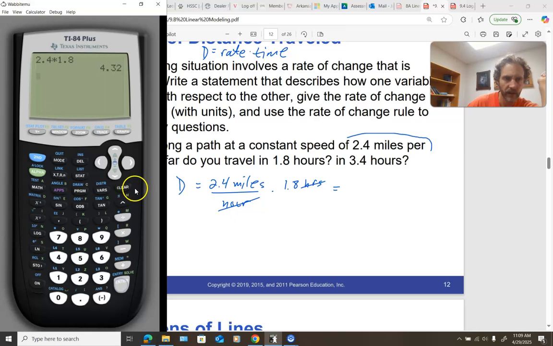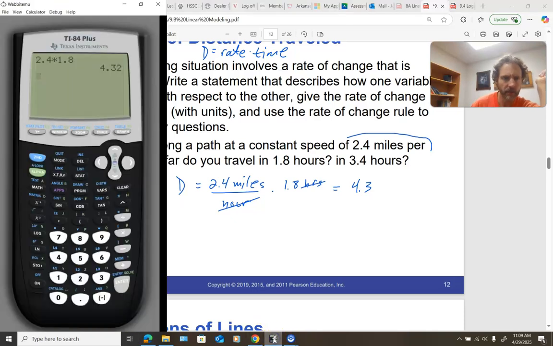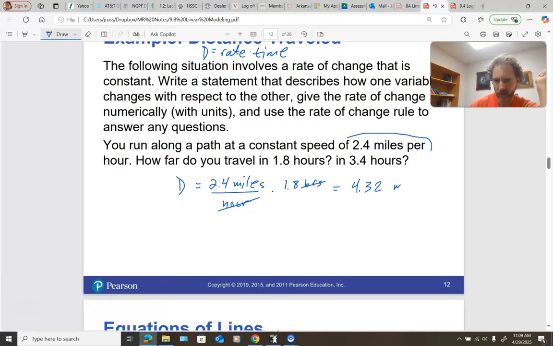Here we go. And we get 4.32 miles traveled, okay? So the units hours cancel, and you're just left with miles. And again, remember, it's really just this same equation that we're using, okay?